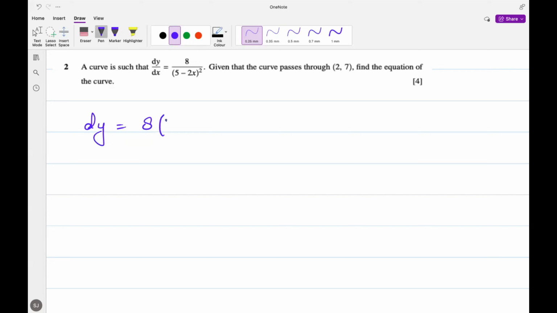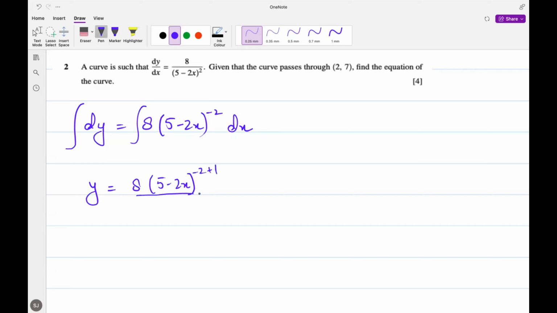We'll bring (5 minus 2x) to the power 2 in the numerator, as when we are differentiating or integrating, the variable must be in the numerator, and we'll write a dx over here. Now, integrating both the sides, when we integrate dy, that will become y. Integrating (5 minus 2x) to the power minus 2, we will increase the power by 1. We will divide by the new power, which is minus 1, and also divide by the derivative of 5 minus 2x, which is minus 2. So this will be minus 2, and we'll add a plus c.